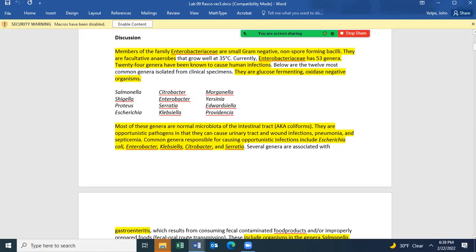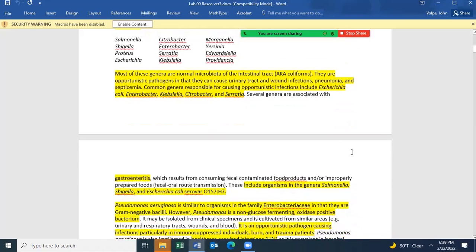So these are common in the intestinal tract of humans, and they can cause opportunistic infections when they're not growing in the intestines.